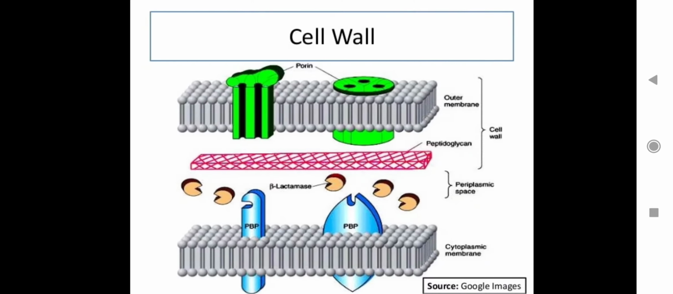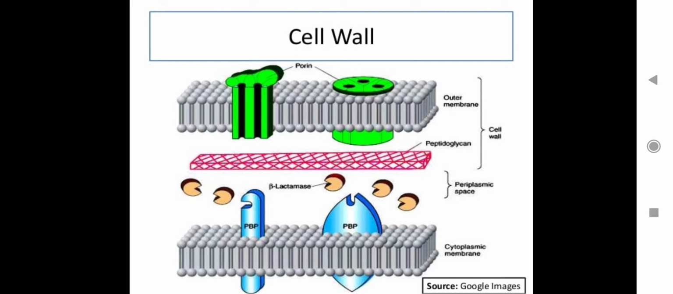In the cell wall, a very important protein is porins. These porins are important in the permeability of beta-lactam antibiotics. These porins provide a pathway for antibiotics so that they can reach the cell membrane and cytosol of bacteria. The cell wall includes the outer membrane and peptidoglycan, and between the peptidoglycan and cytoplasmic membrane is the periplasmic space. This periplasmic space contains the beta-lactamase enzyme.